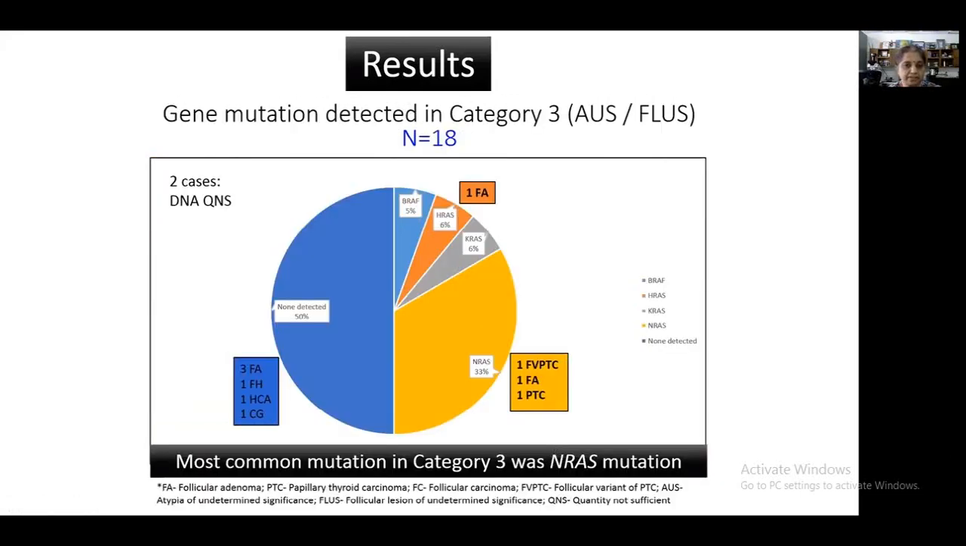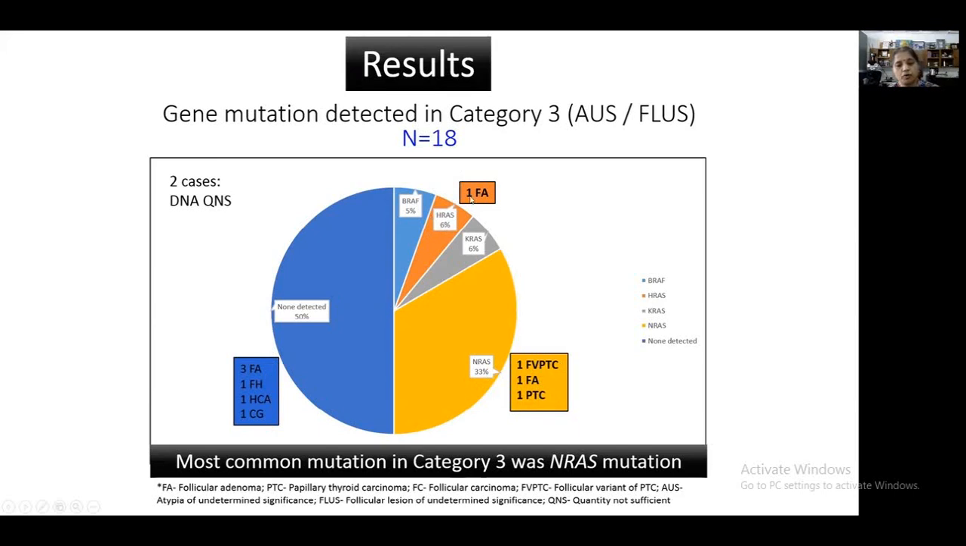So if you look at category 3, there were a total of 18 cases, like I said. When no mutation was detected, the histopathology showed follicular adenoma, hyperplasia, Hürthle cell adenoma, and colloid goiter, as shown here. Whereas in the mutation positive cases, where we had NRAS, the histopathology showed follicular variant of PTC, 1 follicular adenoma, and 1 conventional PTC.